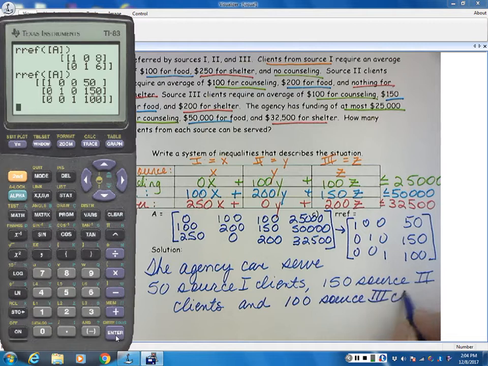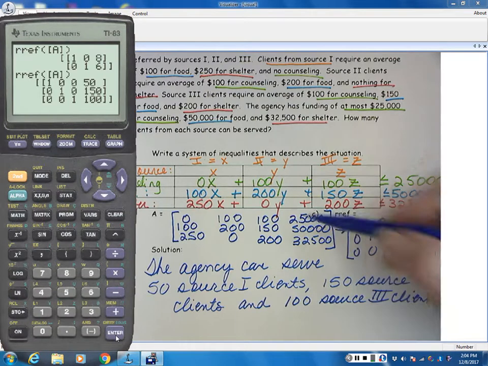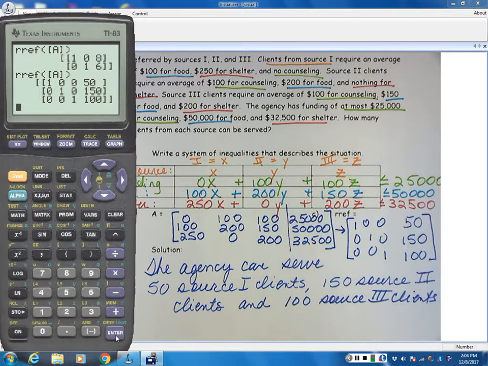Is there supposed to be a line on A between the 100, 150, 200? Yeah, there can be. The calculator doesn't show it, but you can put that line there because that shows it's an augmented matrix. Okay, thank you.